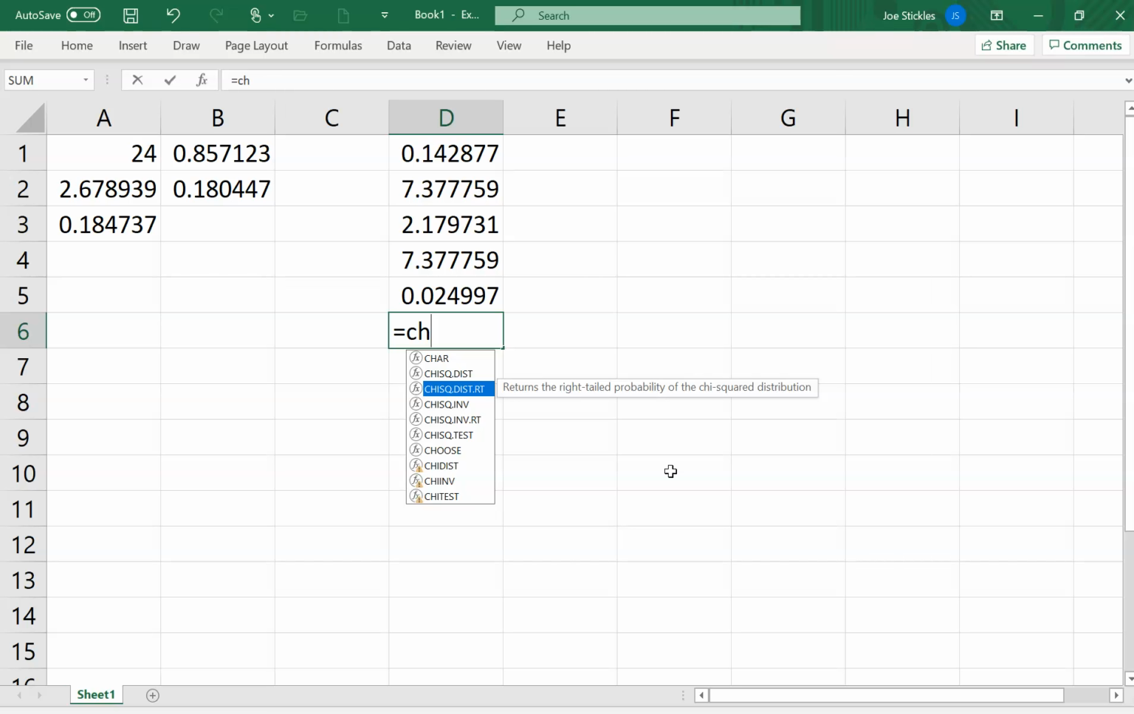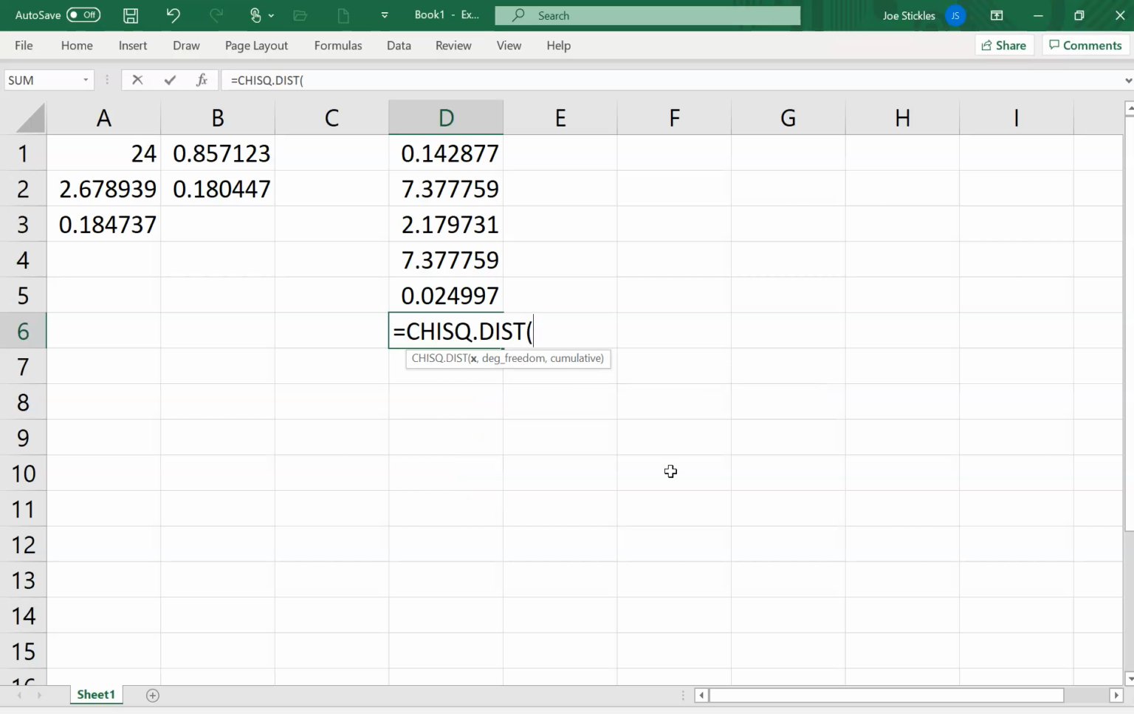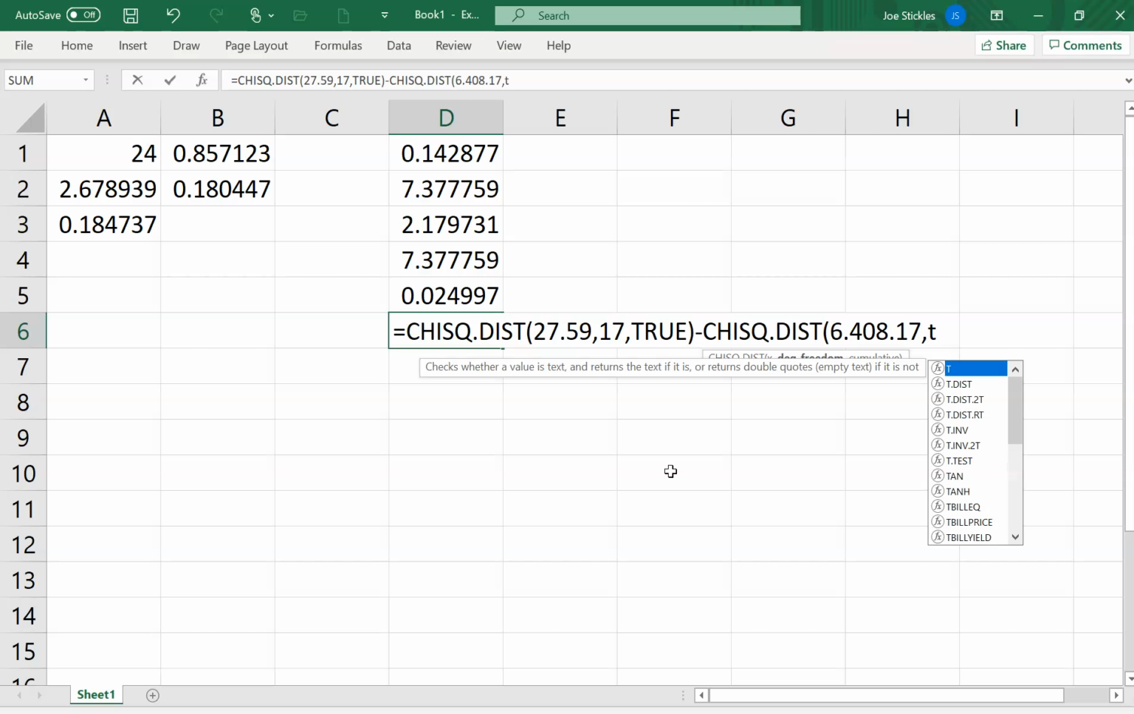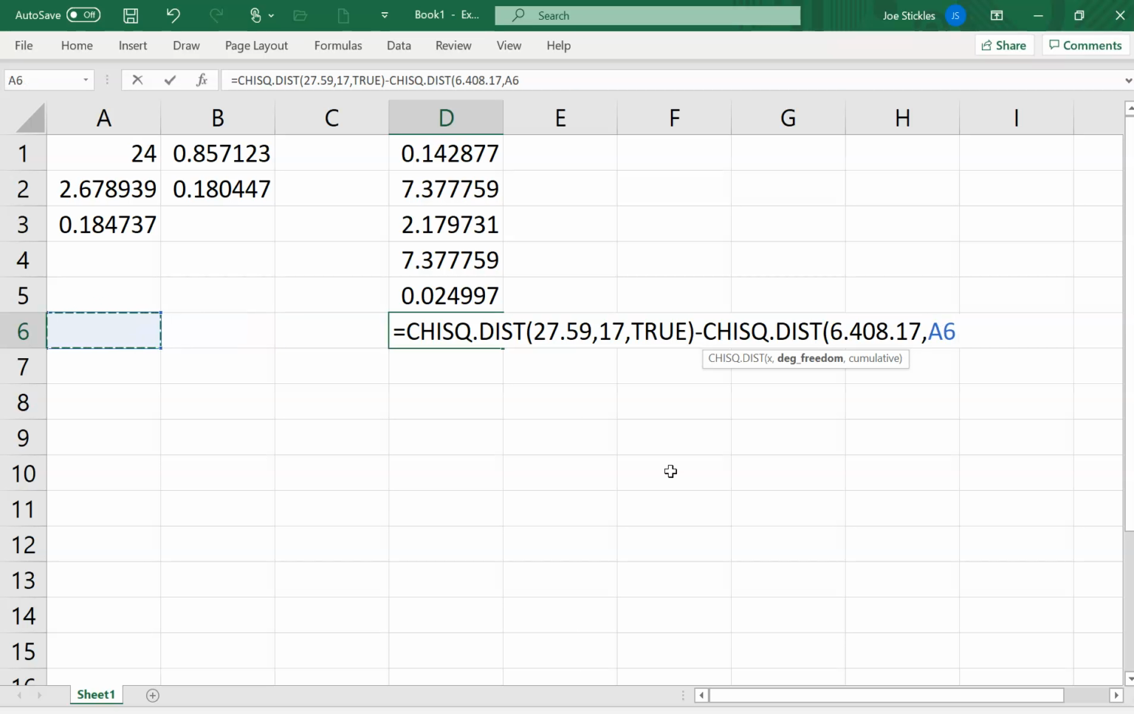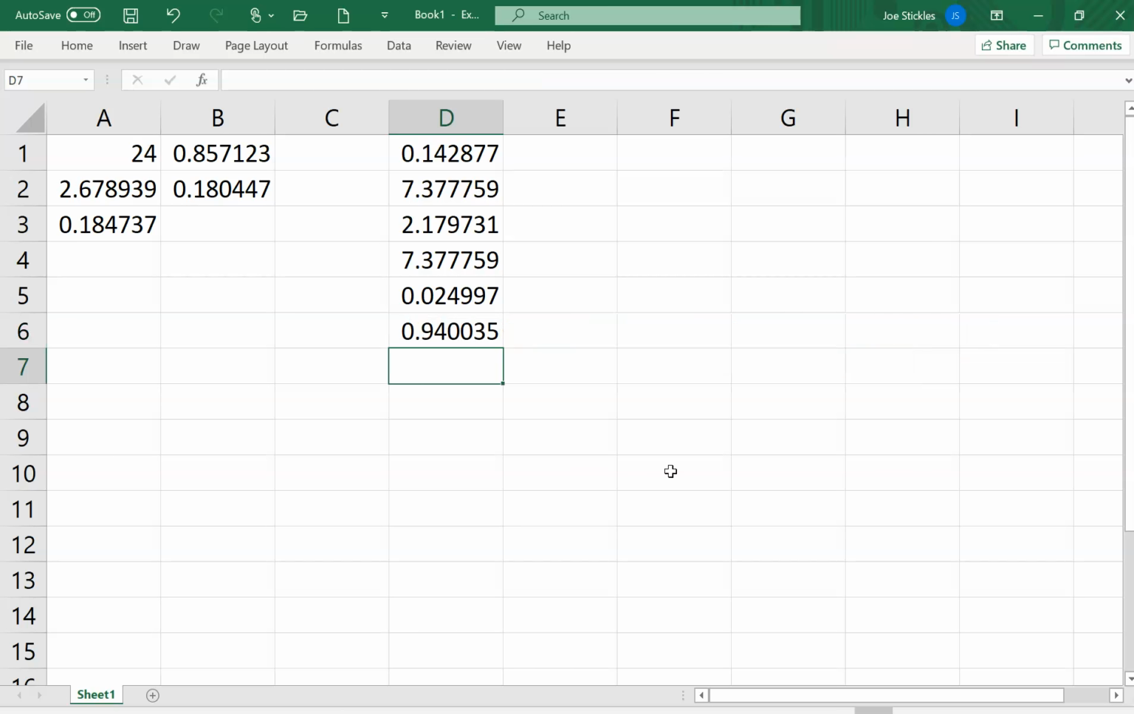Good, yeah. For part C, I could do the left tail for less than 27.59, and then subtract off the left tail for the 6.408. So to type it in for part C, we would do the chi-squared distribution, 27.59 is your x value, there's 17 degrees of freedom, and we would want true again. Then I would subtract off your chi-squared distribution, 6.408, 17 degrees of freedom, and true again. Oops, I did forget a comma. I hit the decimal point instead. There we go. And you get about 0.94.